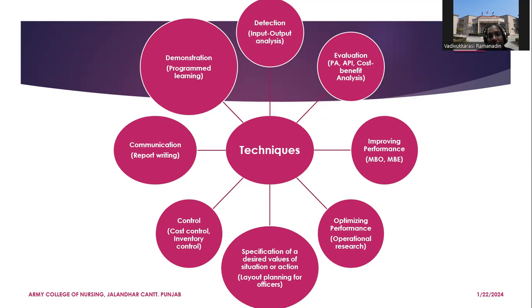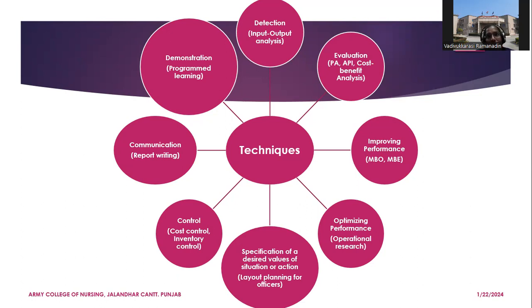Another technique is evaluation. For example, we are implementing a nursing curriculum, a nursing program. At the end, we try to find out what the curriculum feedback is, and we try to identify how well the program went. And API, annual program indicators, performance indicators, cost benefit analysis, and performance appraisal of the employee. These are all techniques used to identify how effectively we have run our management. The next is improving performance by using management by objectives, management by evaluation.